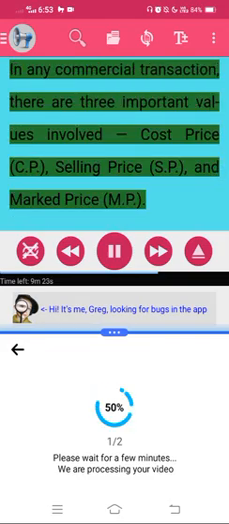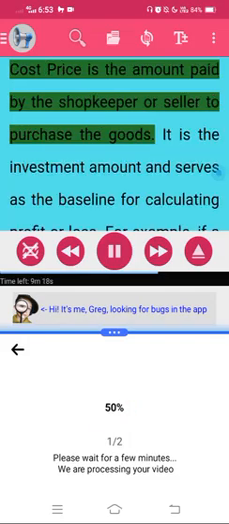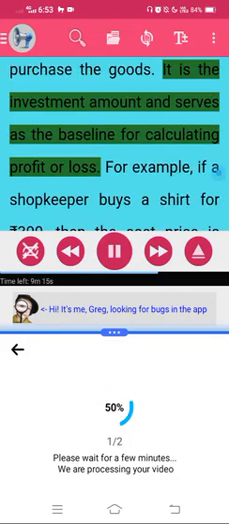Cost price, selling price, and marked price. In any commercial transaction, there are 3 important values involved: cost price CP, selling price SP, and marked price MP. Cost price is the amount paid by the shopkeeper or seller to purchase the goods. It is the investment amount and serves as the baseline for calculating profit or loss.